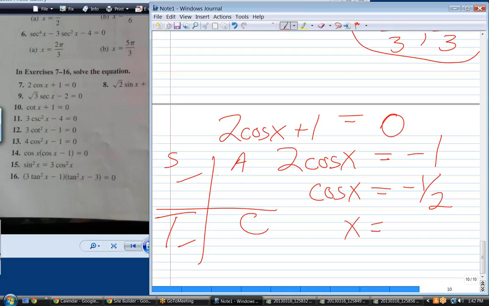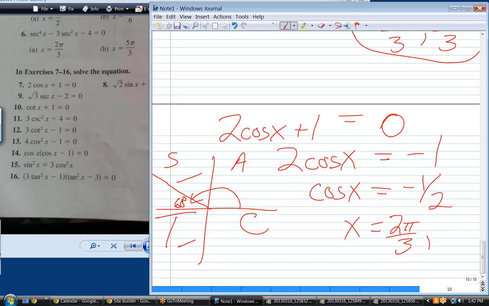Yeah. So I need the angle such that the reference angle is 60 degrees. So what is this angle if the reference angle is 60? 120? Right. 60 is pi over 3, 120 is 2 pi over 3. I assume they want us to leave all of our answers in radians. So that's one place.